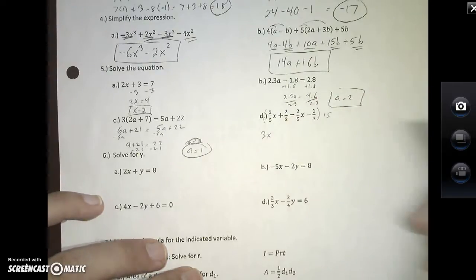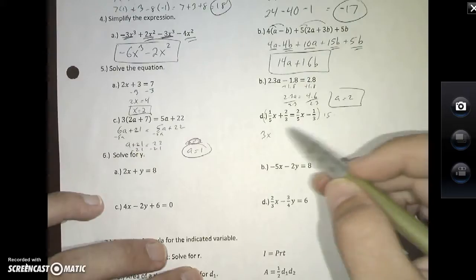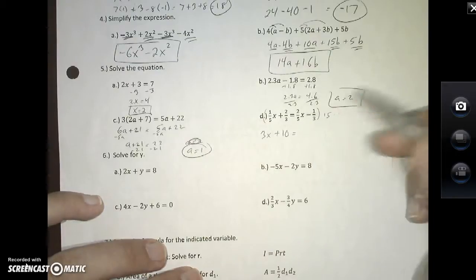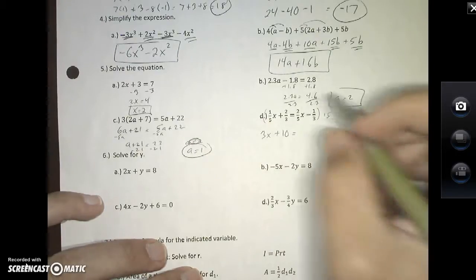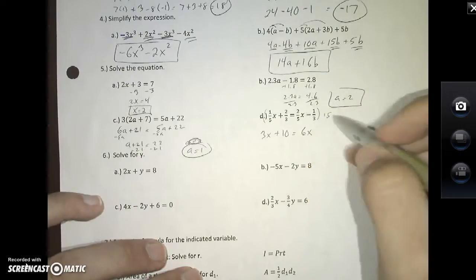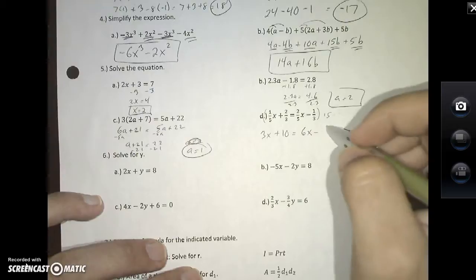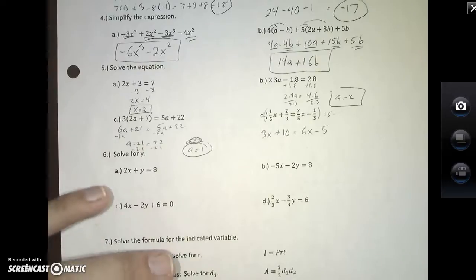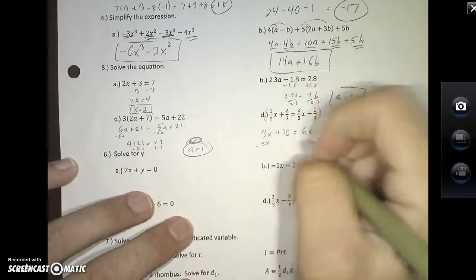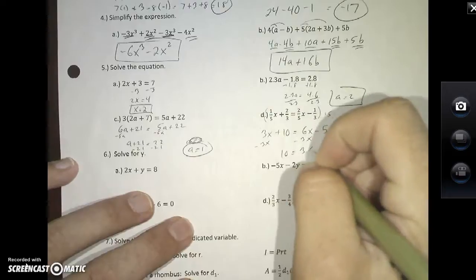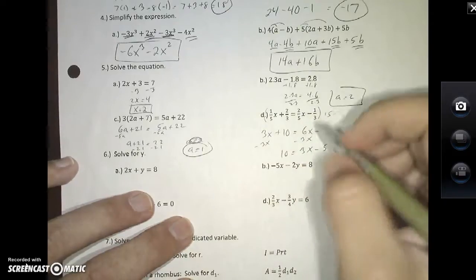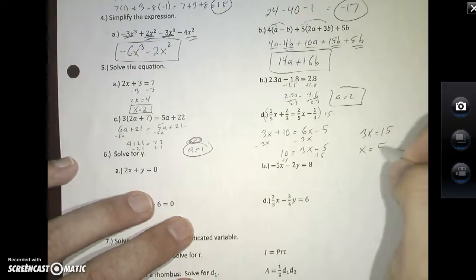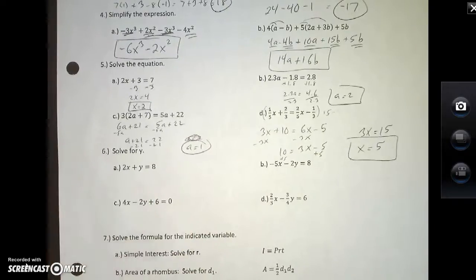15 divided by 3 is 3. 15 times 2/3. 15 divided by 3 is 5, times 2 is 10. 15 times 2/5. 15 divided by 5 is 3, times 2 is 6. 15 times negative 1/3 is negative 5. Now, the reason I like doing that is because now I have a problem that has no fractions whatsoever, and I can kind of just do what I did before. Subtract 3x, subtract 3x. 10 equals 3x minus 5. Add 5 over. Divide. X equals 5. Okay?